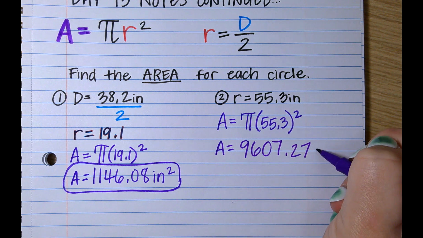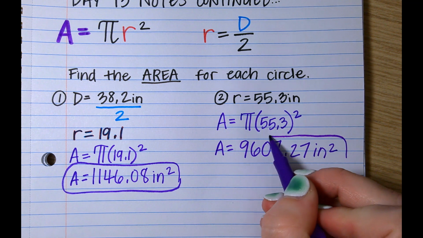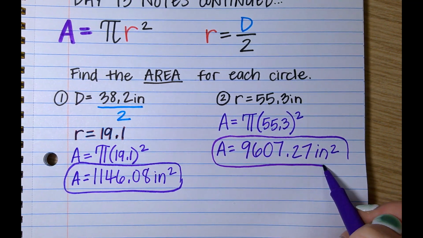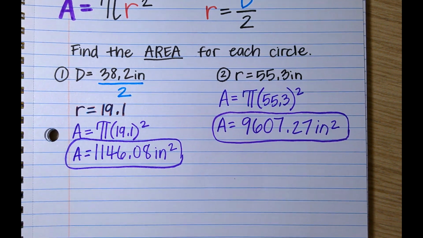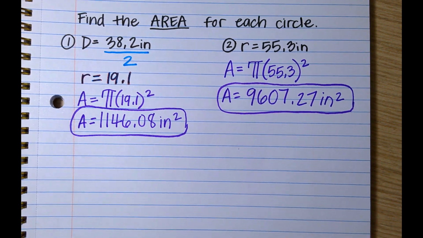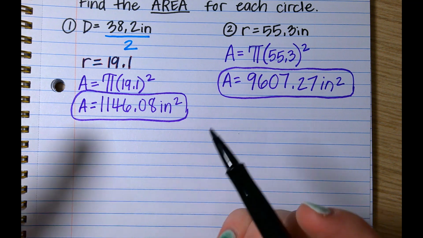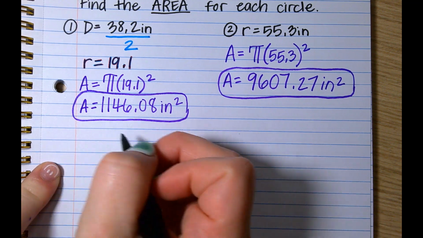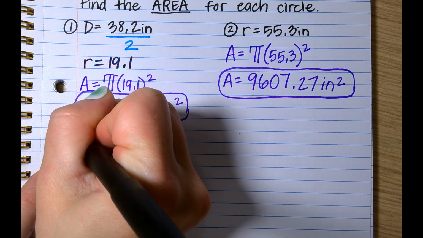9,607.27 inches squared. And that's our answer. All right. So I'm going to give you guys a couple. Pay attention to whether you're starting with the diameter or you're starting with the radius. And we'll go over these together after I give you some time to try them on your own.